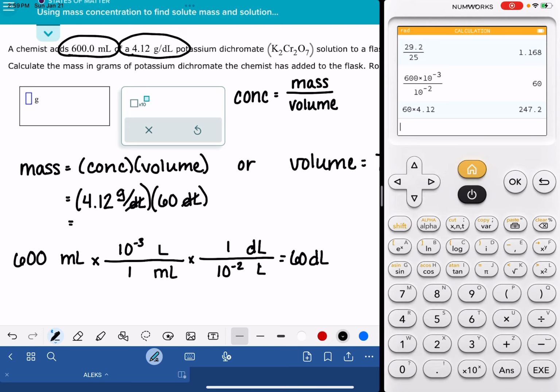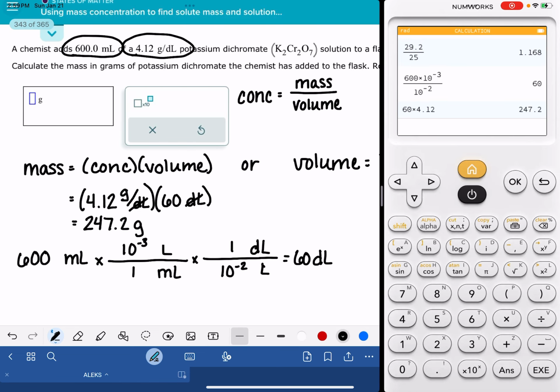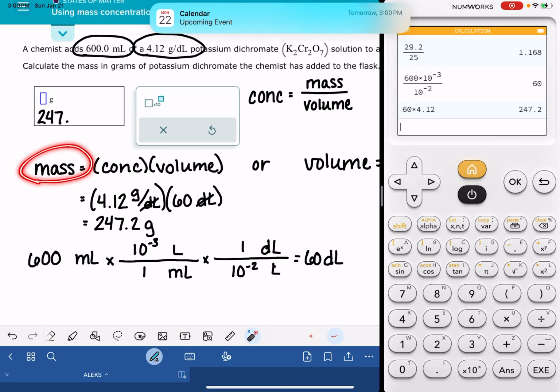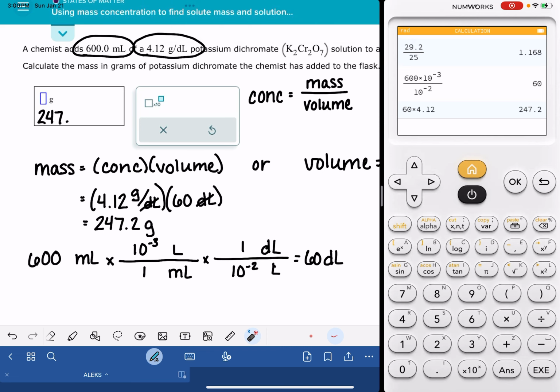And my mass is 247.2 grams. Double check and make sure that the mass unit that you get coming out of this calculation is consistent with the mass unit that ALEKS wants for your answer. Round my answer to 3 significant figures: 247 grams. So this is how you would approach the problem if you were being asked to solve for mass. And again, really what you want to do is make sure that your units are consistent.